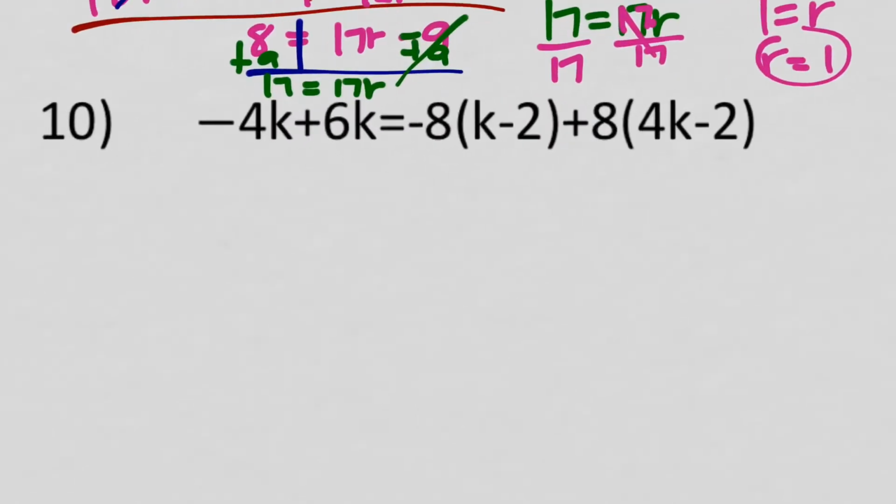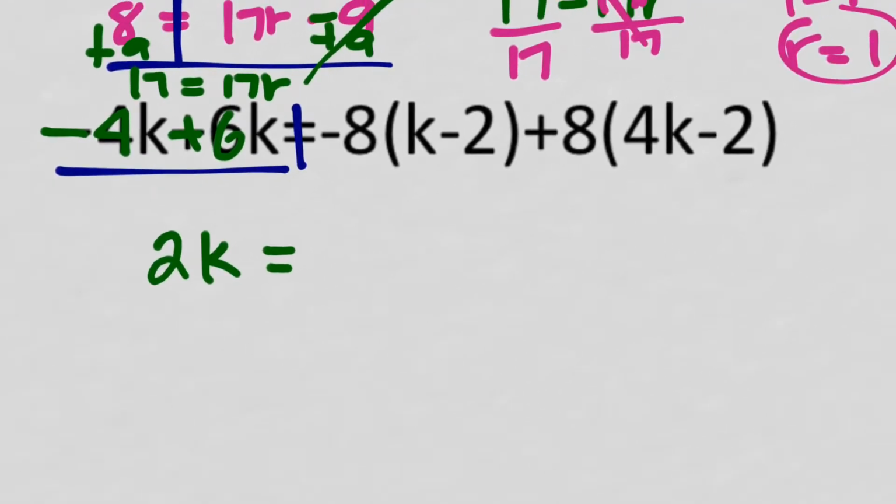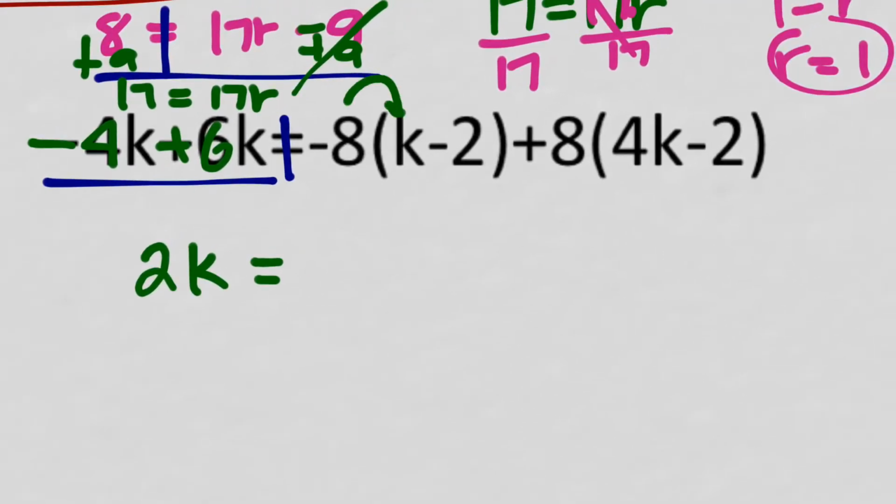And the last question, number 10, you can combine like terms because on this side of the equal sign you have a k here and a k here. So these are like terms. They both have the same variable. So negative 4 plus 6 is actually positive 2. Rewrite the k. Then on the right side, you're going to notice that you can use distributive property.